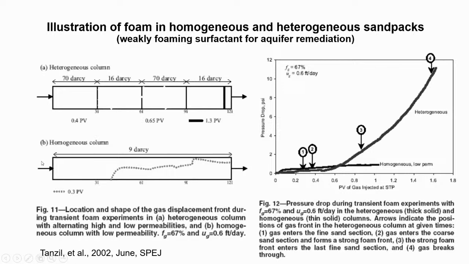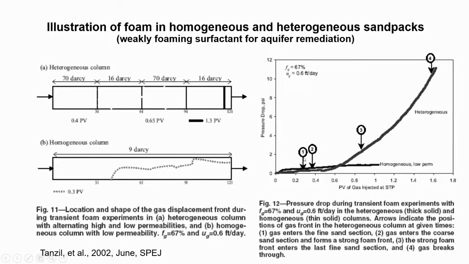When we inject gas into the homogeneous column, we have gas breakthrough at the outflow end after 0.3 pore volume. This is the pressure drop in PSI for the homogeneous column. We see just a very moderate pressure drop because with the homogeneous column, we just have continuous gas flowing across the top. But now let's look at what happens in the heterogeneous column.